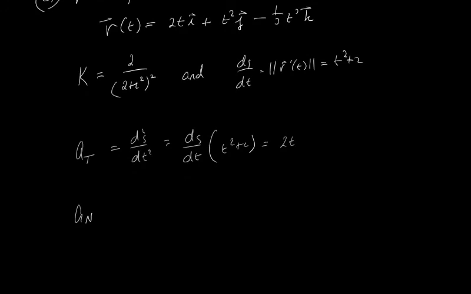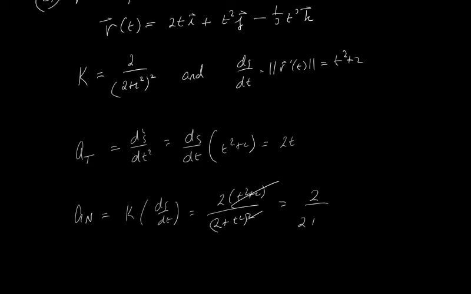Now let's find the normal component of the acceleration. That's going to be equal to k times the speed squared. Well, we already found ds dt and the curvature. So that's going to be equal to 2 times (t squared plus 2) over (2 plus t squared) squared. So we cancel out one of those and we get 2 over 2 plus t squared.